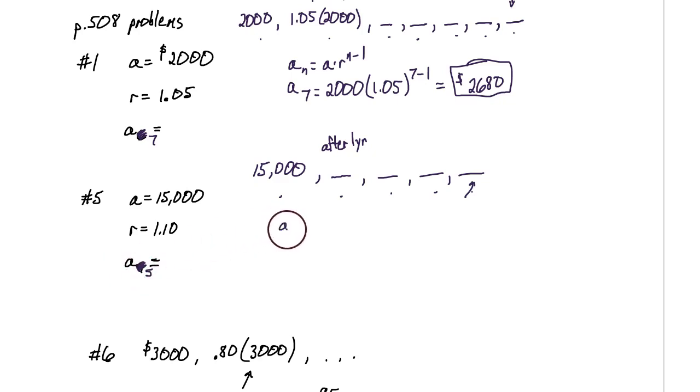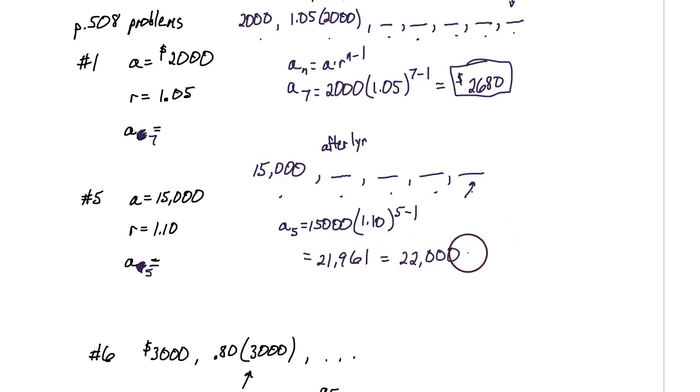So let's use our general formula. A sub 5 equals 15,000 times 1.10 to the 5 minus 1 power. And that is 21,961 people. Problem 5 in the book says to give the answer to the nearest 100. So this would round up to 22,000 people.